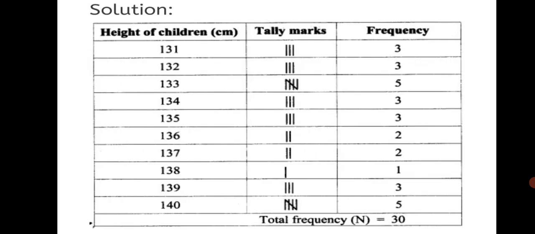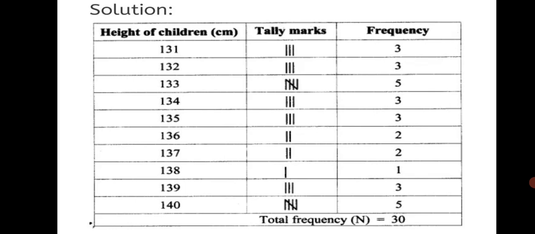When you complete 5, you put a slash. So this way you put a slash when you are counting the 5th time. So now we will enter in the frequency table. 3 standing lines means frequency 3, again 3, 5, 3, 3, 2, 2, 1, 3 and finally 5.